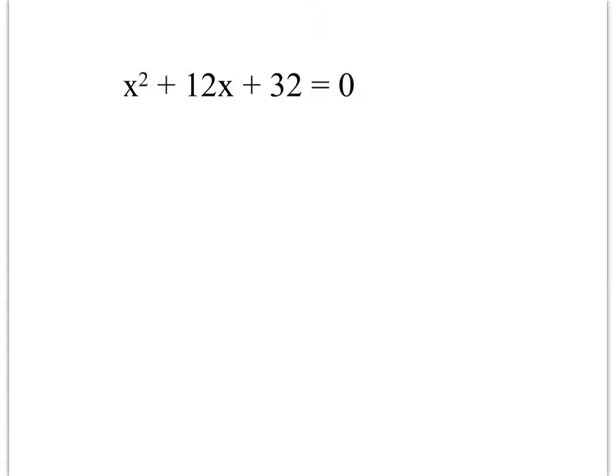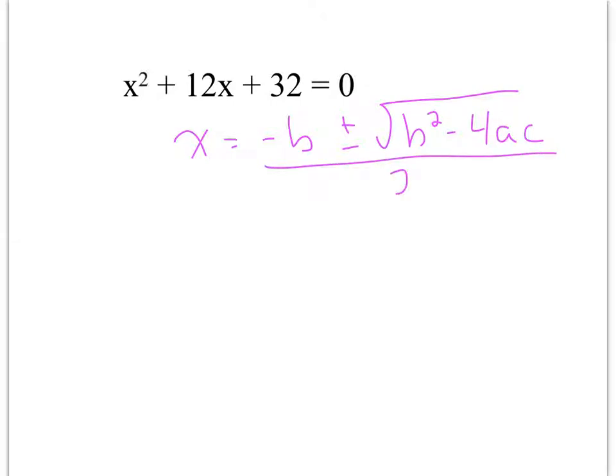Or if I wanted to, I can use the quadratic formula, which of course is x equals negative b plus or minus the square root of b squared minus 4ac all over 2a. Well, in this case, our a is 1, because I have 1x squared. My b is positive 12, because I have 12x. And c is 32, because I have a 32 at the end. Our c term is 32.